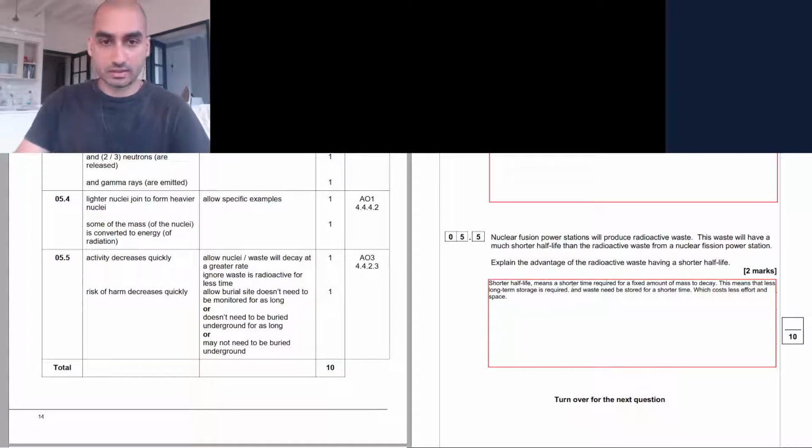Activity decreases quickly. Decay at a greater rate. That's what I said. Burial site doesn't need to be monitored for as long. Or may not need to be buried underground. That's basically what I said, isn't it? Costs less effort and space. Waste needs to be stored for a shorter time. Okay. I think that's within reason.